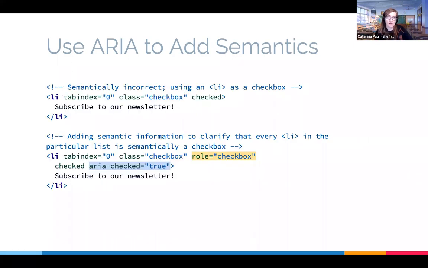So whenever we create custom elements, this is really when we can start using ARIA. For example, we want to use this li as a checkbox, because it's probably part of a custom element. In that case, this is not enough. What we want to do is add the role of checkbox. And then if it's checked, we want to add the state of aria-checked equals true. A screen reader will pick this up, as well as whether something is checked.